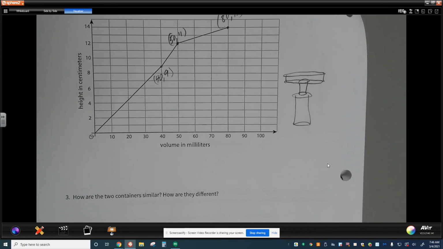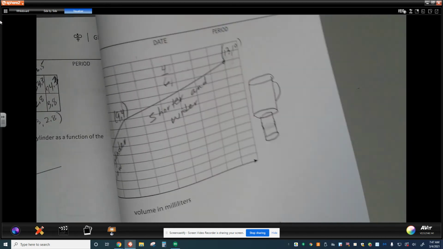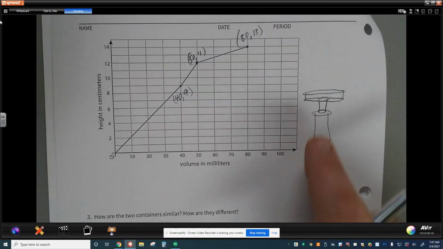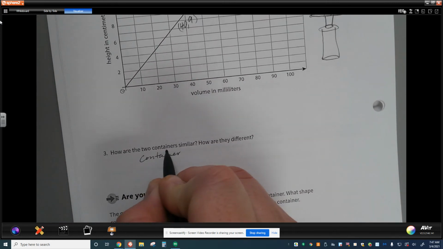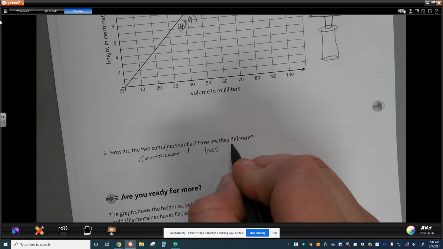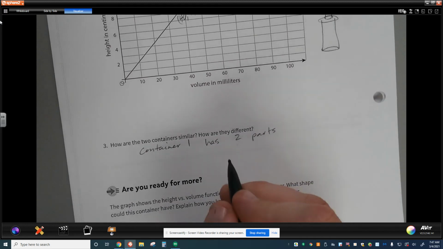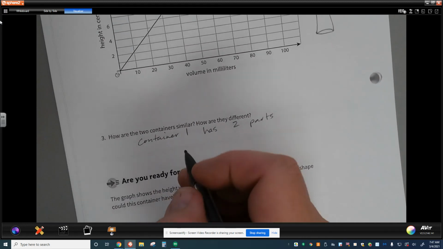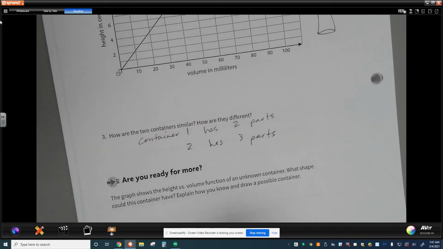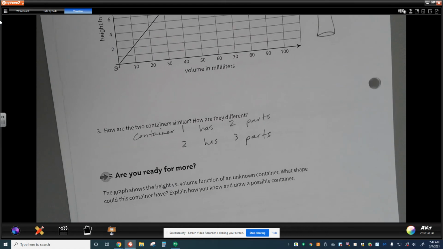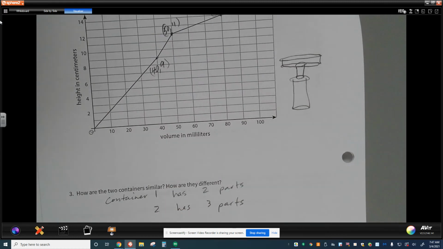What do we think when we're talking about the two containers? How are they similar? How are they different? What we're talking about is the container that represented this situation compared to the container that represented this situation is that container 1 has 2 parts, and container 2 has 3 parts. And we can use that whole piecewise function to look at the two of them and figure out those different pieces that we're filling up at different rates.